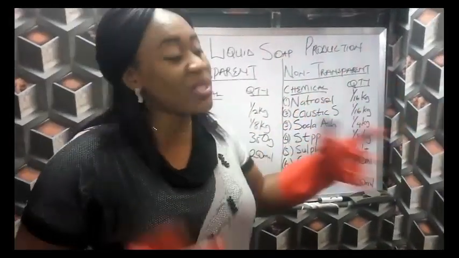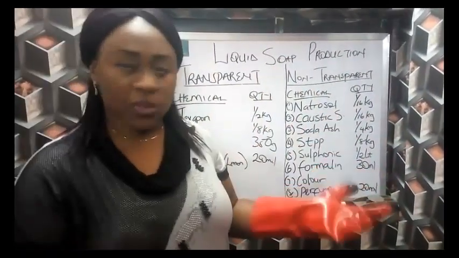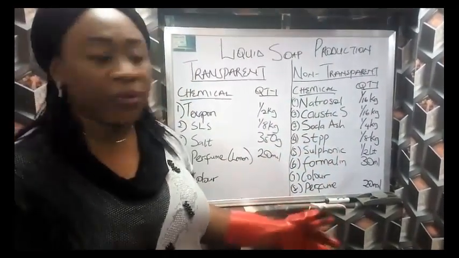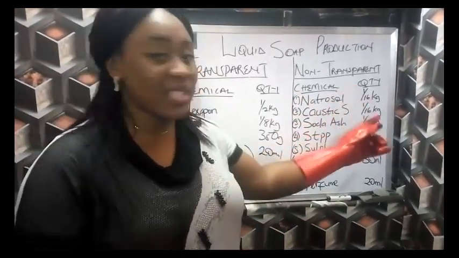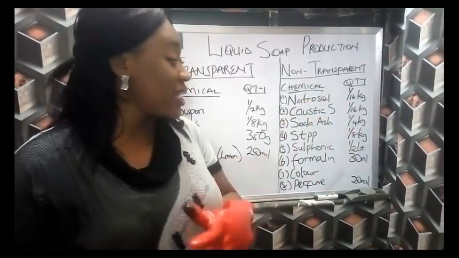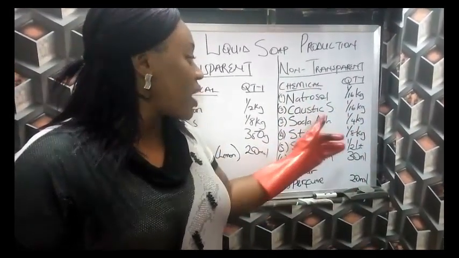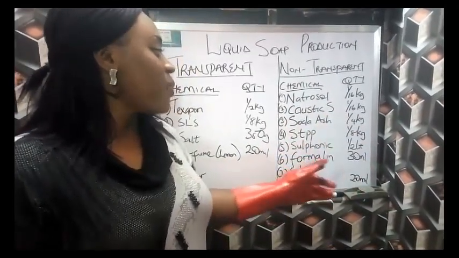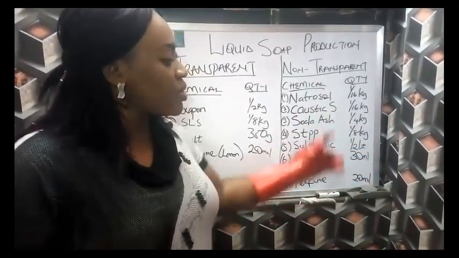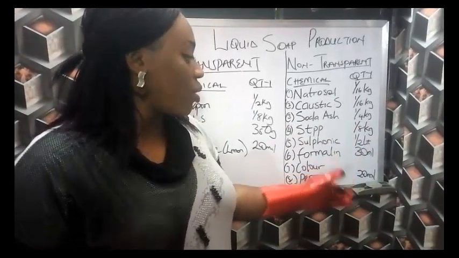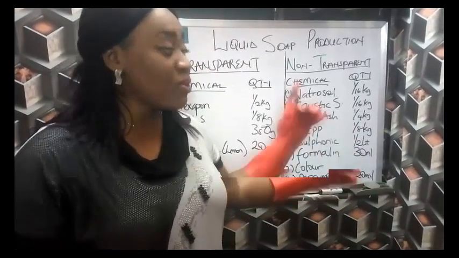Now for the non-transparent is the normal chemicals we use for liquid soap. Your nitro soap, caustic soda, soda ash, STPP, sulfonic, formalin, color and perfume. Now for this 10 liters, I'll be using 1/16 kg nitro soap. Caustic soda, I'll be using 1/16 as well. Soda ash, I'll be using 1/4 kg. STPP, I'll be using 1/8 kg. Sulfonic, I'll be using 1/2 liter. Formalin, I'll be using 30 ml. And my color and perfume will be 20 ml for each of this production for my 10 liters. So that is that on the list of chemicals we'll be using.